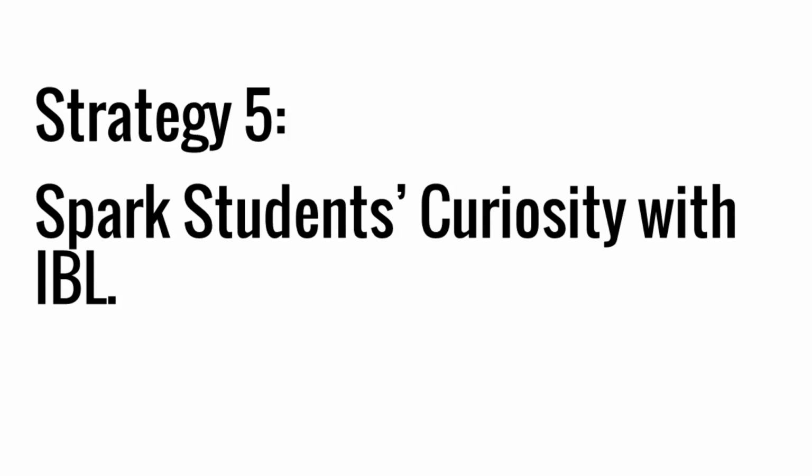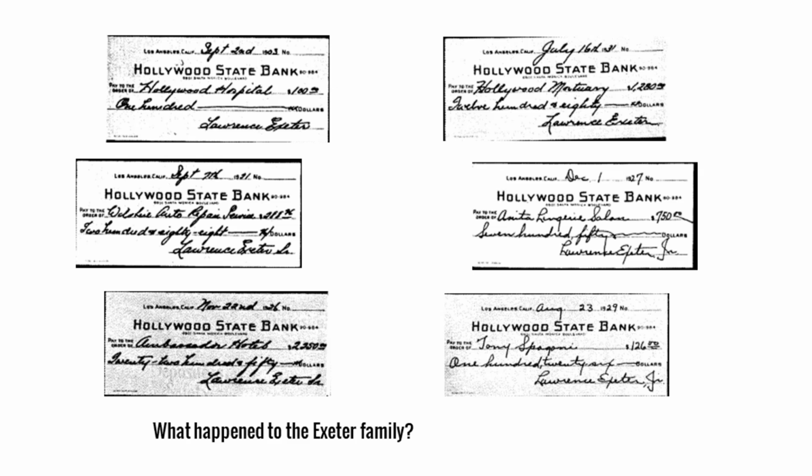This teaching method reverses the typical learning process by beginning with a problem. Students have to solve it before they even know the key concepts for that class day. In my lesson, students start with a unique text called Ordeal by Check, published in 1932. The text presents a list of bank checks written by the fictional Exeter family, but with no further explanation.